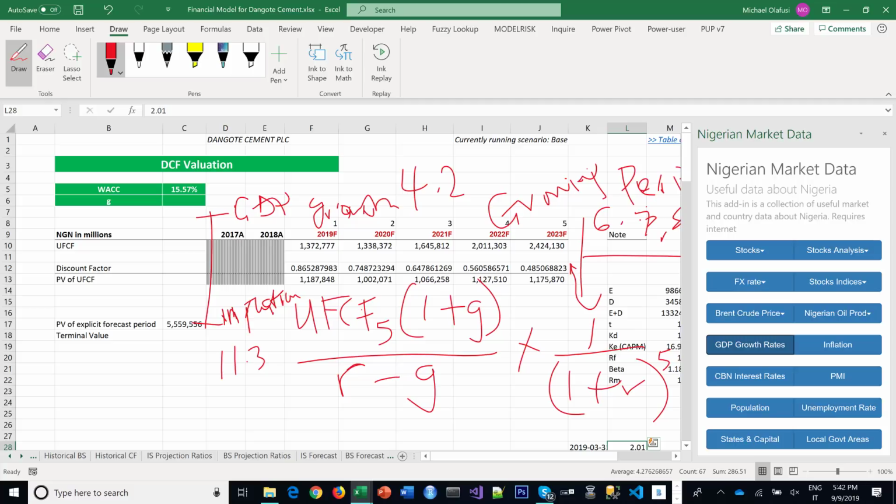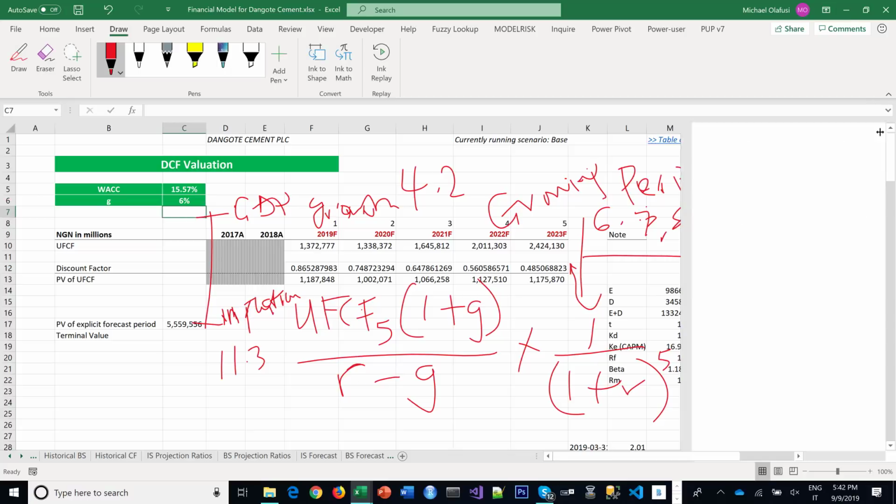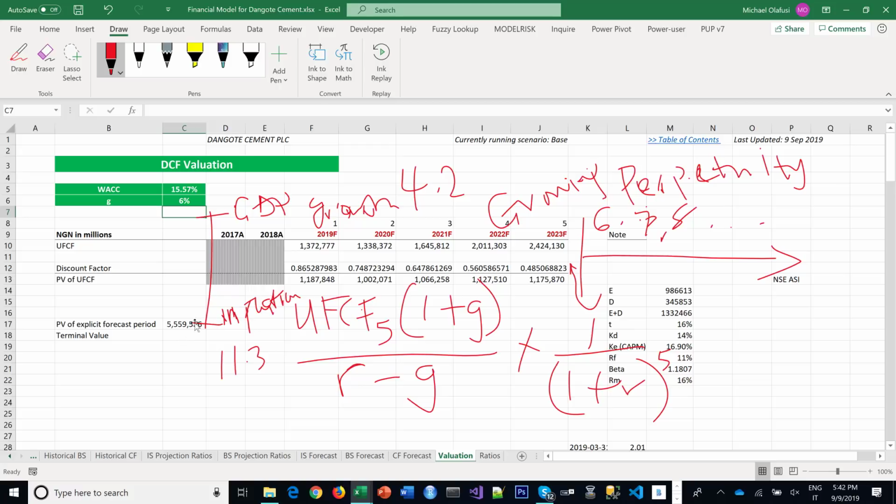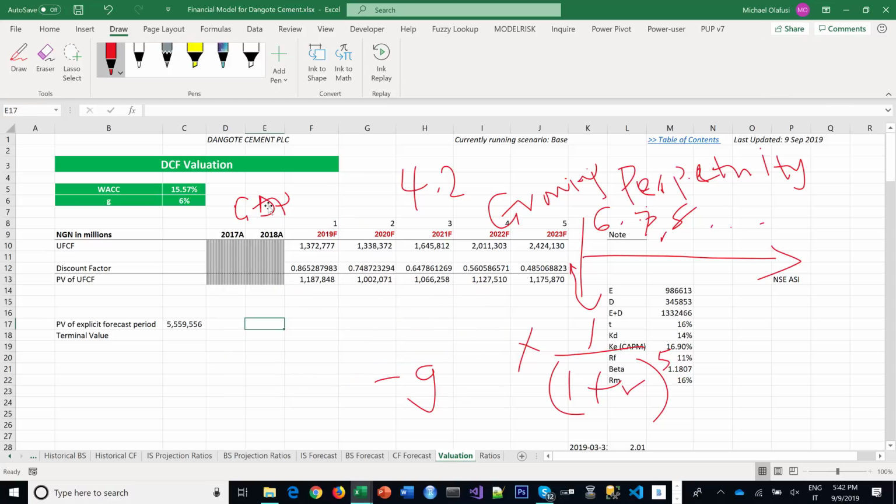If I think what you produce is very essential, so you have power to raise prices and you're not going to be disrupted very quickly, then I can be more generous in picking within the bound. I can pick maybe 7%, 6%. So let's say for Dangote I pick 6% for the small g. So I take this out, and let me take all of this out of the view so we can focus on what we are doing.